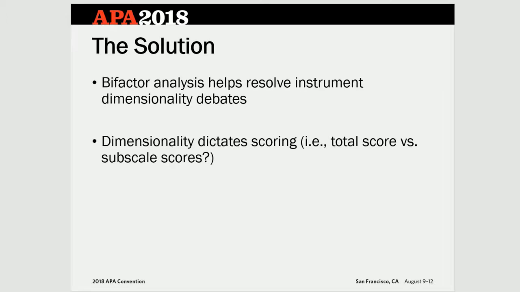So a possible solution is bifactor analysis. It can help resolve instrument dimensionality debates. And dimensionality is important to know because the dimensionality of your instrument, whether it's unidimensional or multidimensional, can dictate how you can score the instrument properly, such as do you use total scores versus subscale scores.